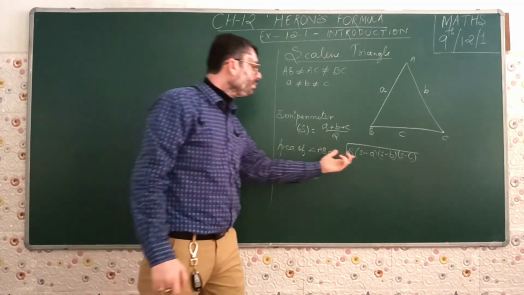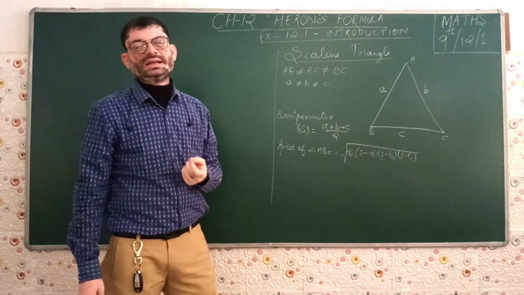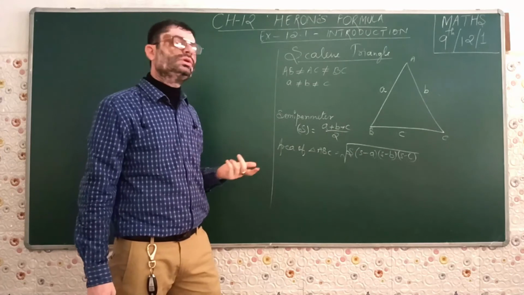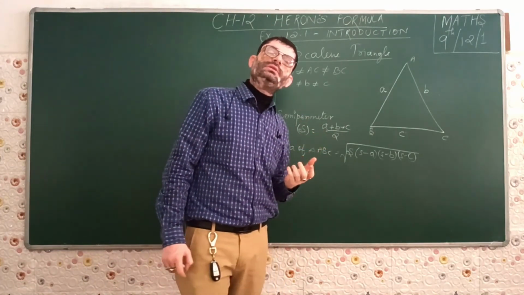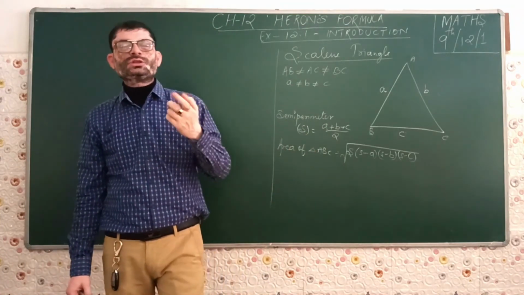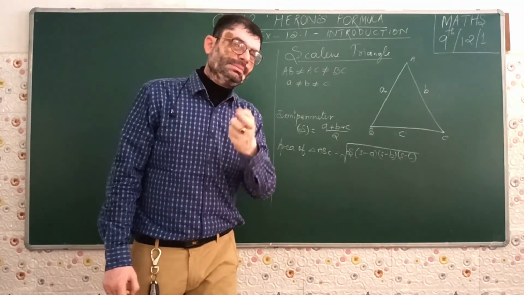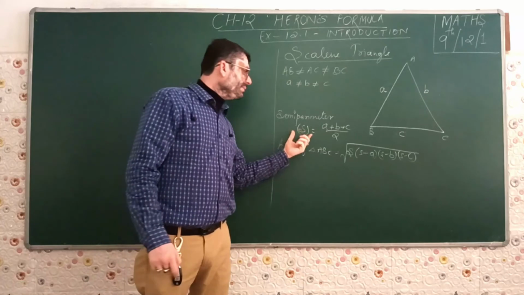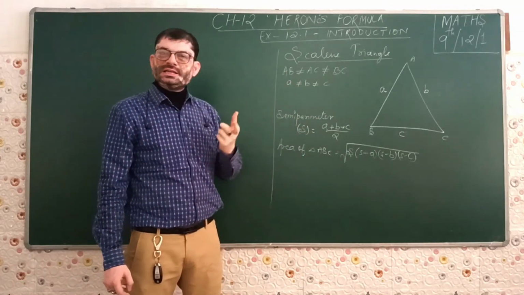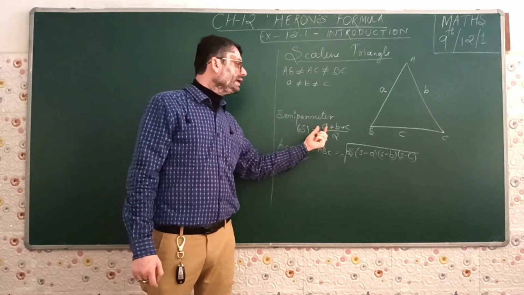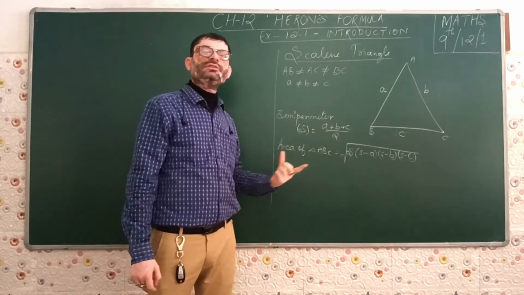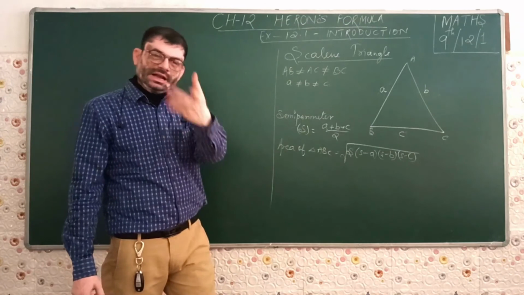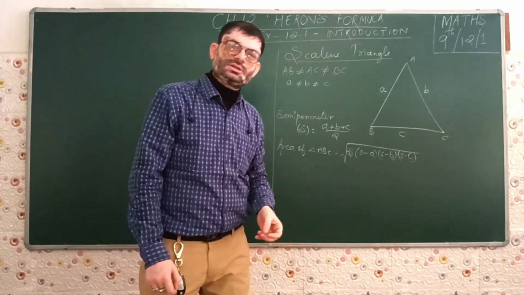By solving this, you will get the area of the triangle directly. You don't have to go with half into base into height. You don't have to go with the formula of an equilateral triangle, root 3 by 4 side square. It is a simple method: find the semi-perimeter of the triangle whose area is to be found, and substituting the values of A, B, C and S in the formula, you get the area of any type of triangle that is asked.